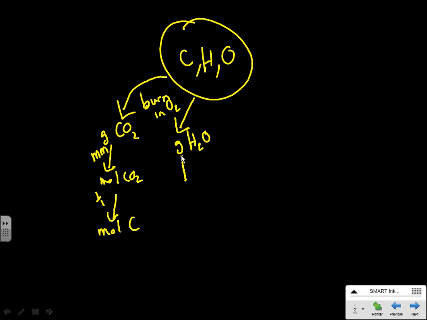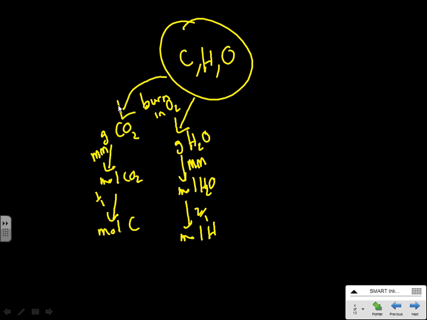And I'm going to do the same as I did on the last slide, molar mass of H2O. That's going to get me moles of H2O. And again, using a 2 to 1 ratio, that's going to get me moles of hydrogen.